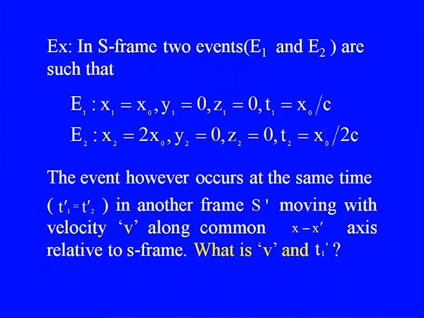But if these events are simultaneous in another frame, which is moving with a certain velocity v, let's say along the common x prime axis, relative to the S frame, what is this velocity, and what's the simultaneous time that's being measured in the S prime frame? So how do you go about doing these things?